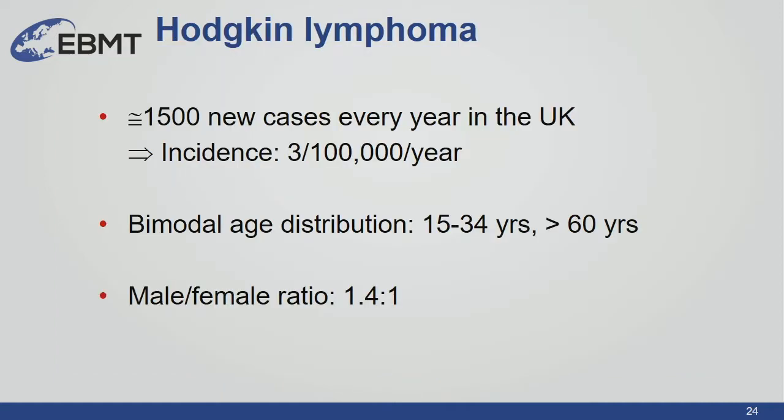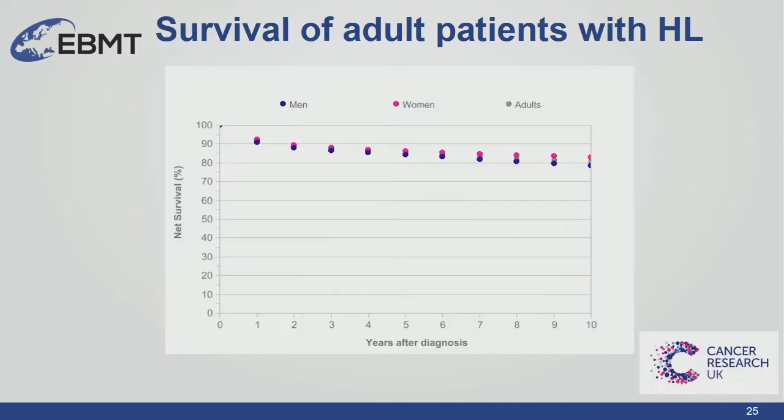And lastly, talking about the specific types of lymphoma, Hodgkin lymphoma, which, you will be pleased to know, is a more homogeneous disease, so there are only two subtypes, nodular lymphocyte predominant and classical Hodgkin lymphoma, and most of them are classical Hodgkin lymphoma. In the UK, we see around 3 cases per 100,000 inhabitants per year. It's a disease characterized by a bimodal age distribution, with a peak in younger patients between 15 and 34, and another peak in elderly patients over 60, with a slight male predominance. And it's a disease that can be cured in the majority of cases.